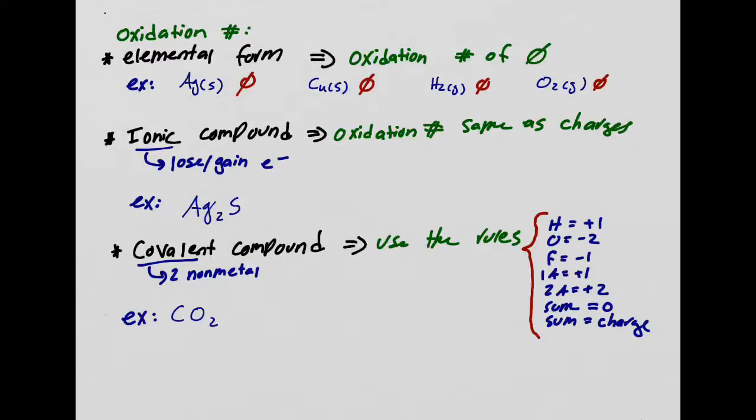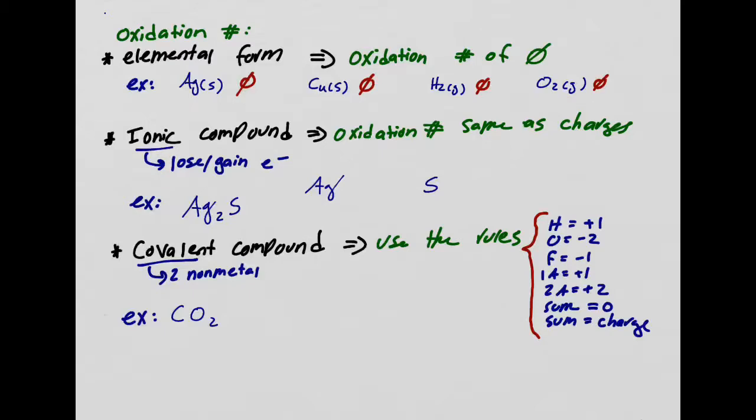Now, here I have Ag2S, okay? So let's go over what would be the oxidation number of Ag, and what would be the oxidation number of sulfur? Now again, is this an ionic compound? Yeah, because I have a metal and I have a non-metal. Always go back to the basics. You have a metal and a non-metal, so it's an ionic compound. The metal is going to lose electrons, the non-metal is going to gain electrons. It's a transfer of electrons.